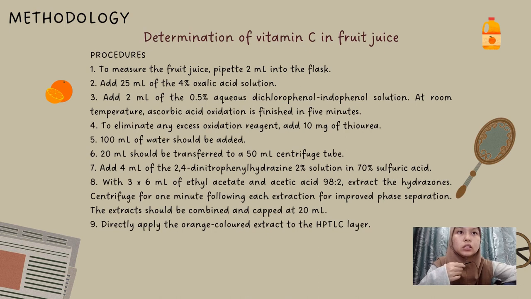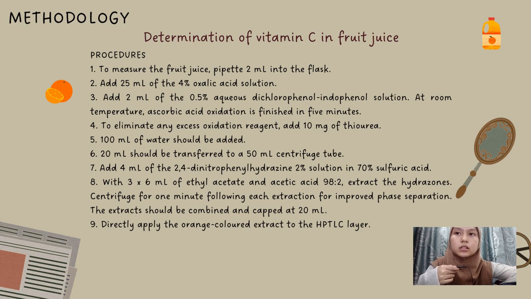Procedure to determine vitamin C in fruit juice. Pipette 2 ml fruit juice into a measuring flask. Add 25 ml of 4% oxalic acid solution. Add 2 ml of 0.5% aqueous dichlorophenol indophenol solution. Add 10 mg thiourea. Fill up with water until 100 ml.